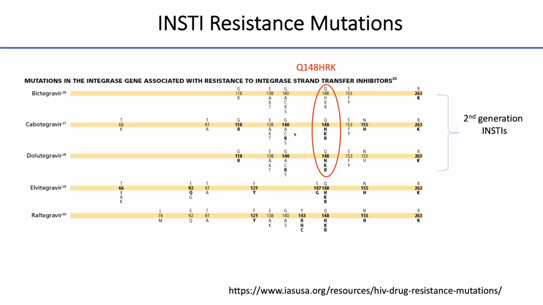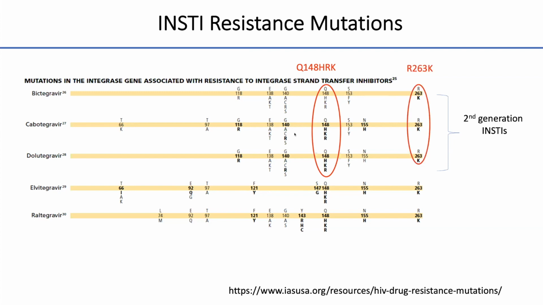Mutations at position 148 lead to the highest levels of dolutegravir and bictegravir resistance, but only when they occur with additional accessory mutations. Usually 2 mutations will lead to very high levels of resistance to these drugs, and of course, cross-resistance to the whole class.